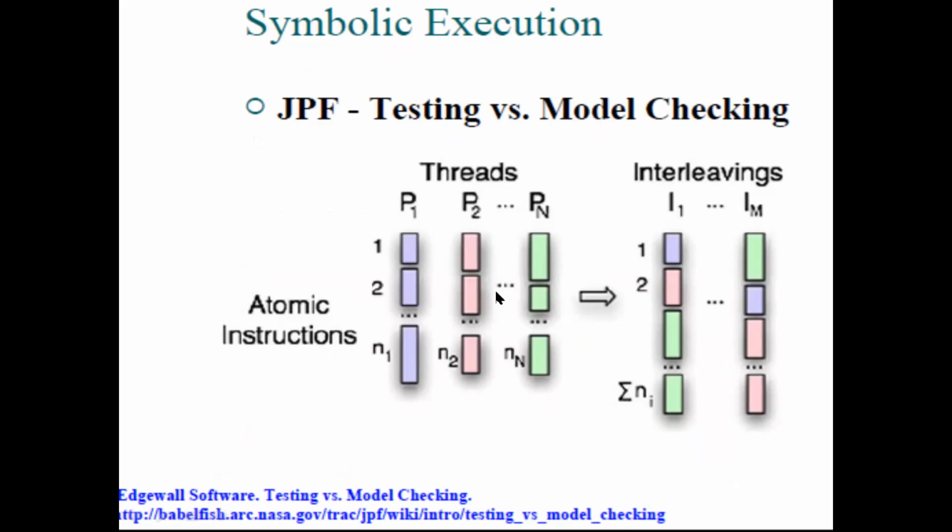So here JPF testing versus model checking is given. We are taking all the threads, Java threads and interleavings. Here we are taking P1, P2 and Pn. We will try all the possible paths and the various steps, atomic instructions, all the instructions within P1 will be executed. P2 also will be executed. And if you go for interleavings, we will try all the possible combinations. For i equal to 1, sigma of ni, we will try all the possible combinations to find the error. So these methods and models are based on symbolic evaluation proposed by some researchers.